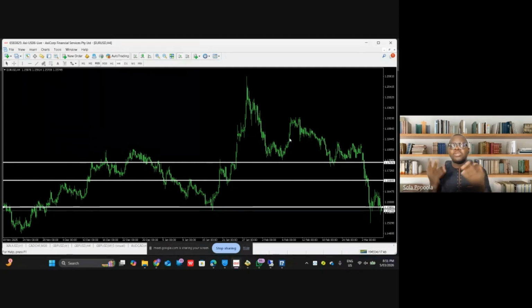Now, just simple. What is support? Support is a place, a location. Sometimes people tend to think of it like a straight line, but it's not always a straight line like that. It's an area where the number of buyers are stronger, more than the sellers.